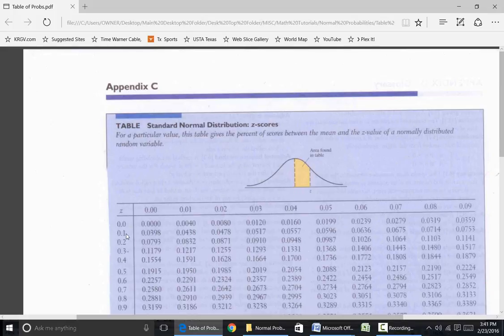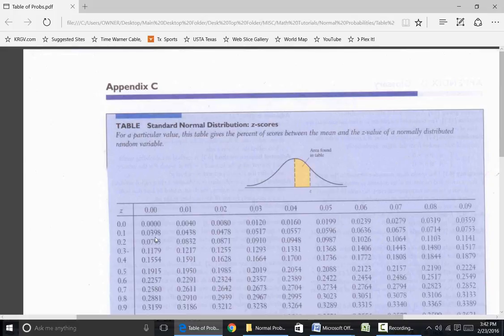So we look at the table. Let's look first under the z column, find 0.1. There it is. So it's 0.1. Since I don't have anything else after the 1, I would have to look into the first column. So I would find 0.0398. In that case, the answer I would give would be 0.0398. If it was asking me for a probability. If it's asking me for a percent, then I would give 3.98%.